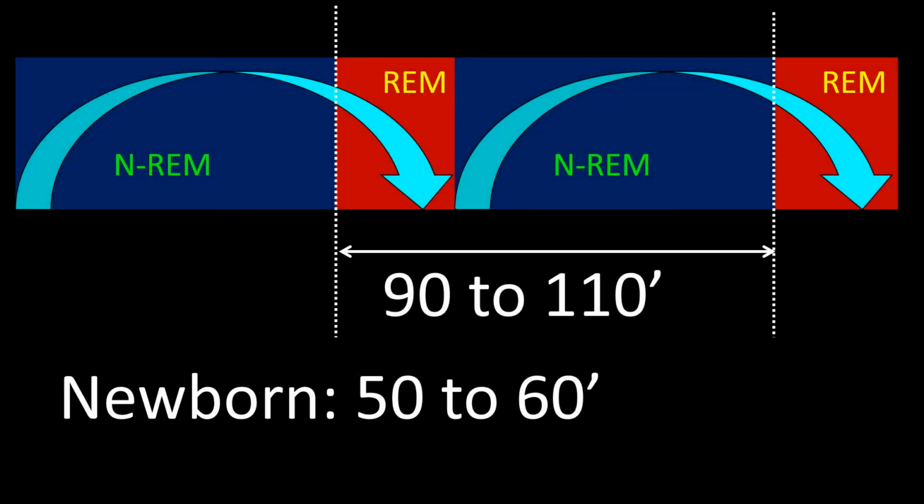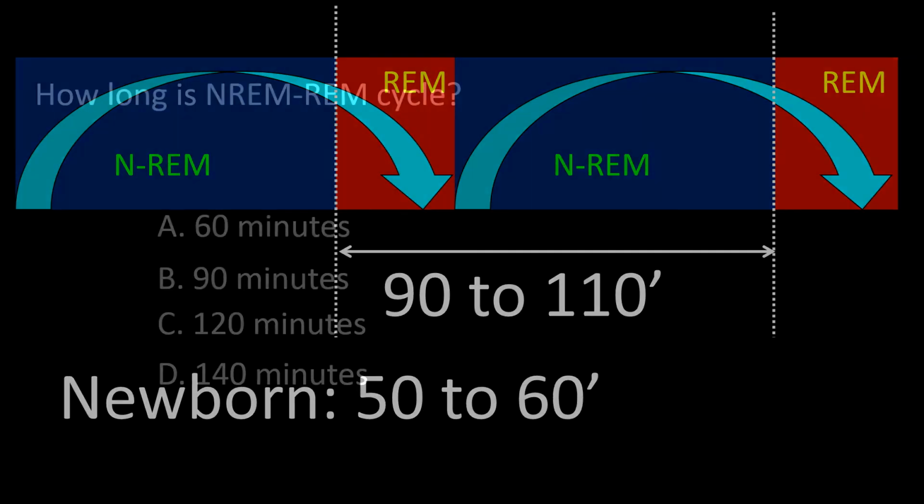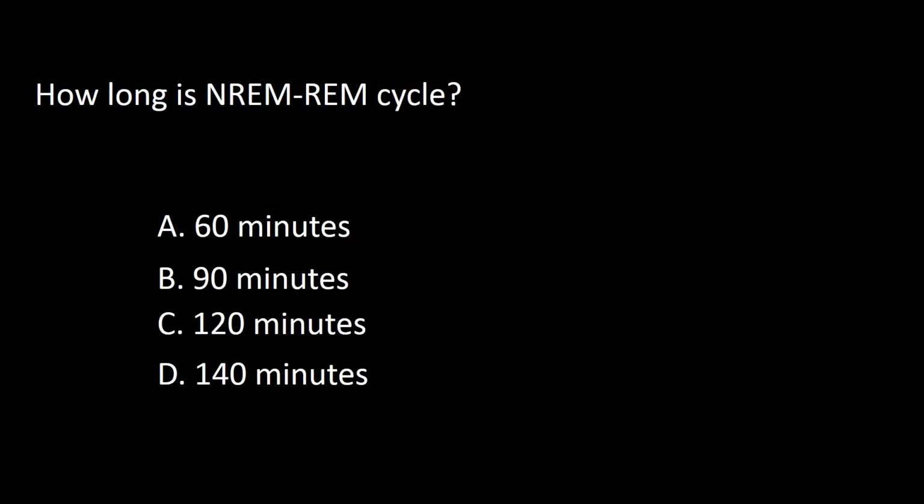The average non-REM REM cycle is about 90 to 110 minutes. The first cycle tends to be shorter, lasting from 70 to 100 minutes. After the first cycle, the average is about 90 to 120 minutes. The non-REM REM cycle in neonates is 50 to 60 minutes long. So the answer to this question is B.